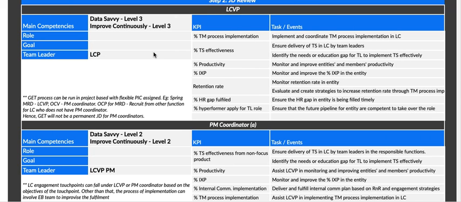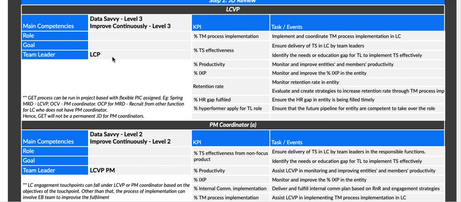Generally, if you look at your LCVP JD, what you are going to do would be the same as what you did in the first semester. The only difference is that in your replanning itself, you are going to decide what focuses you want for the second half of your semester. And what are the main competencies that we are looking for in LCEPs? They would be data savvy at level 3 and improve continuously at level 3 as well.